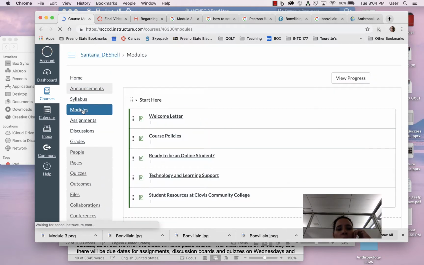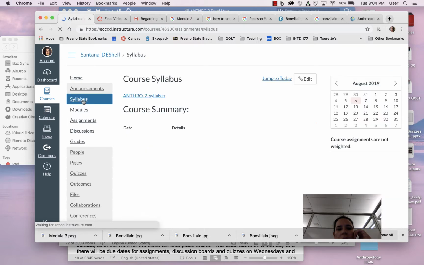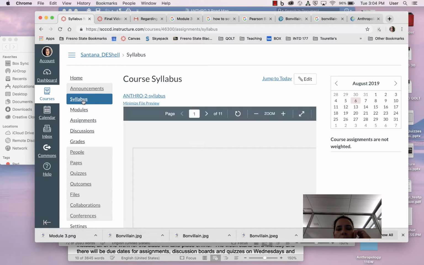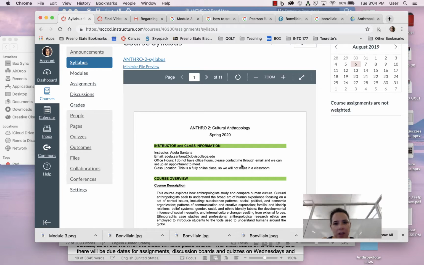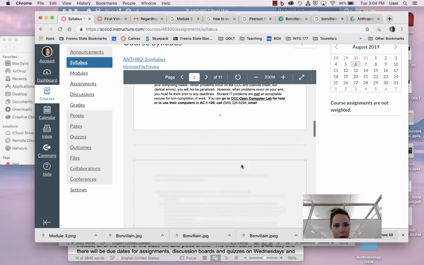If we go to the modules, well, the syllabus is there too, the course syllabus. I ran it, and both Tracy and I ran it through the accessibility checker, and so it's supposed to be now perfectly accessible.